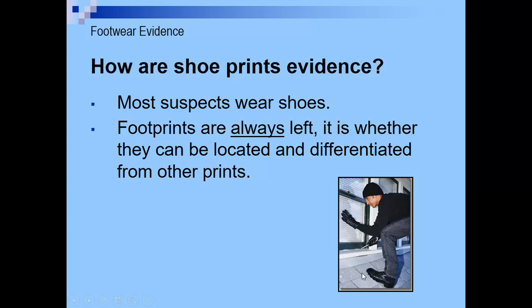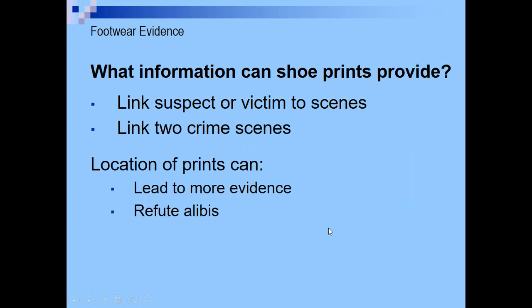When he gets inside, he also will continue to make shoe prints, whether they're visible or if he accidentally steps in something and doesn't realize it and leaves the prints that way. He is going to be leaving some type of shoe print at this crime scene. So most suspects usually wear shoes and the footprints are almost always left. The question is, can the forensics investigator locate those prints and differentiate them from other prints that might be at the crime scene? So burglar, shoes, leaving evidence.